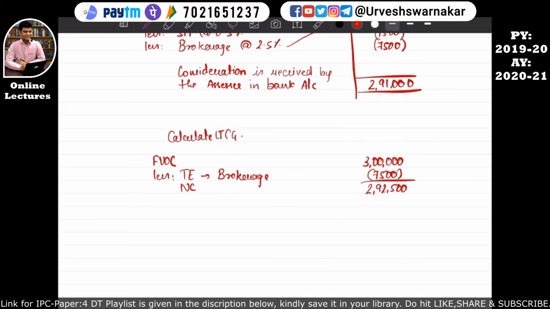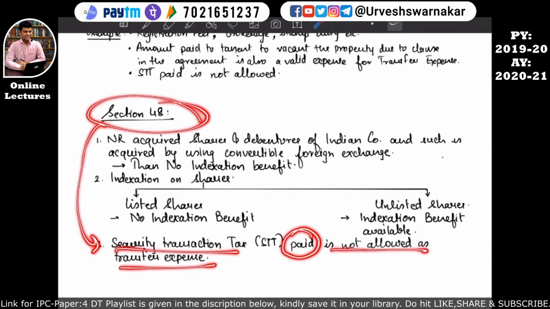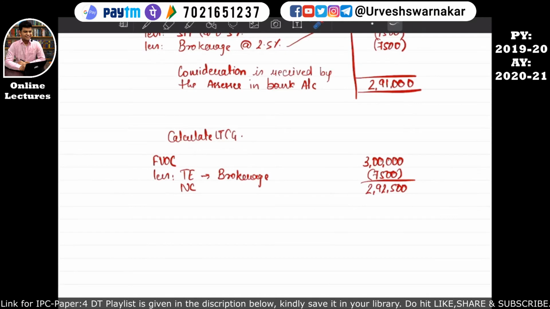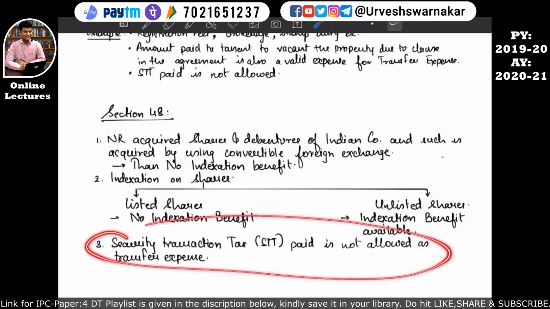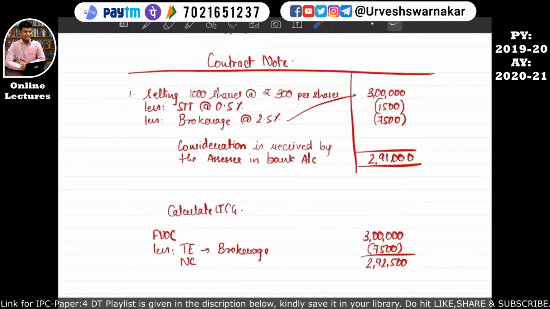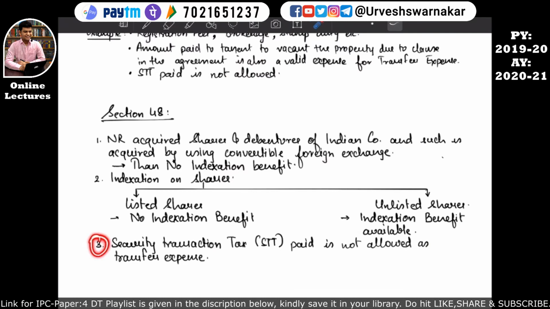So over here in section 48, what they have given is that security transaction tax paid is not allowed as transfer expenses. So I hope you all have understood now what this point was trying to say in section number 48 with the help of this example. I hope you all have understood this point number 3.